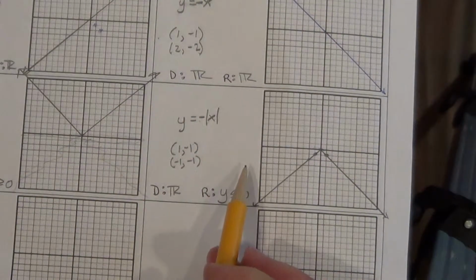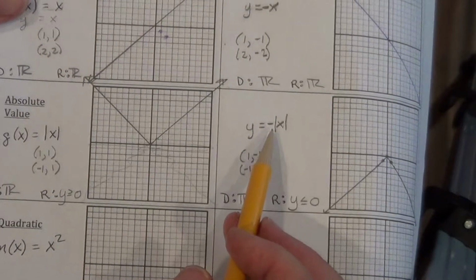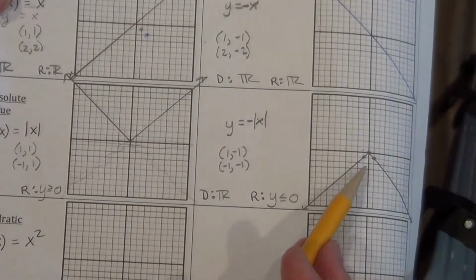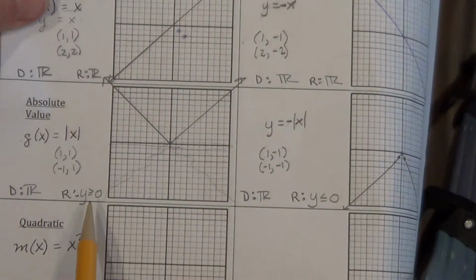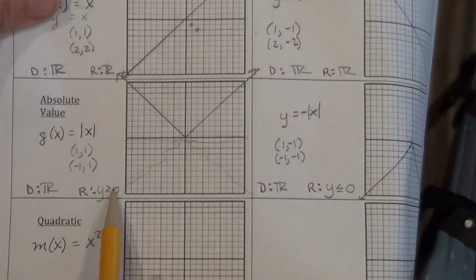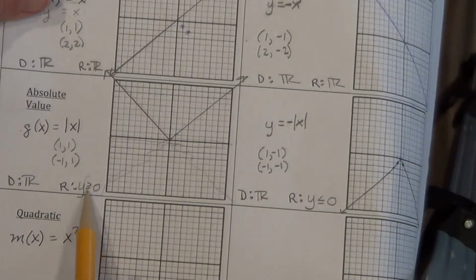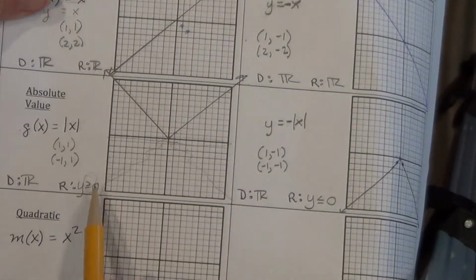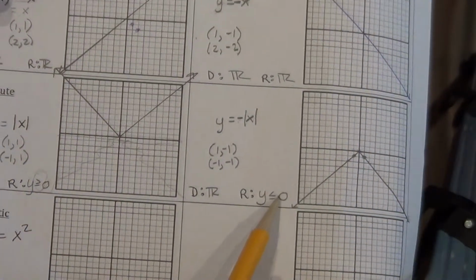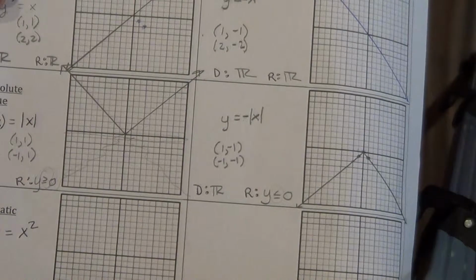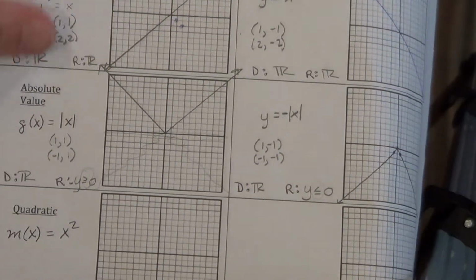So look at the effect of having this negative out in front. It reflected our graph, but also if we have a limitation in y, the number is not changed, but look at this. With a positive, it's greater than. With a negative, it's less than. Nice little pattern to be aware of when you're graphing.